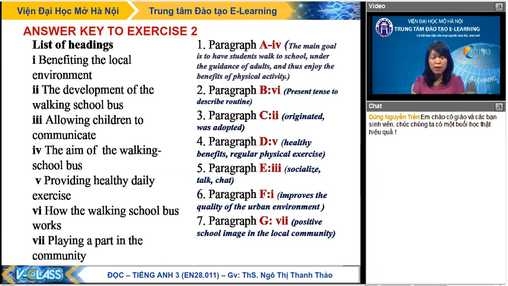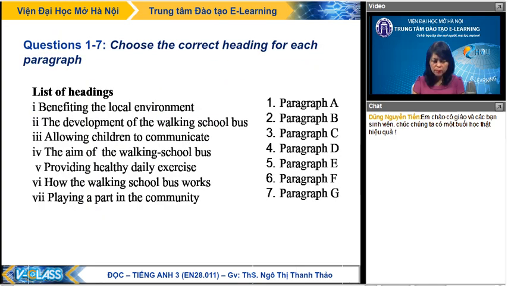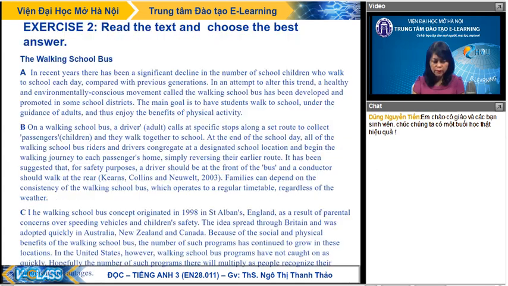How the walking school bus works. So how does it work? You see that the writer used the present tense to describe the routine here. So number 6 is the best heading. You want me to show you this one again? Yes. Yeah. B. Let me see. B.